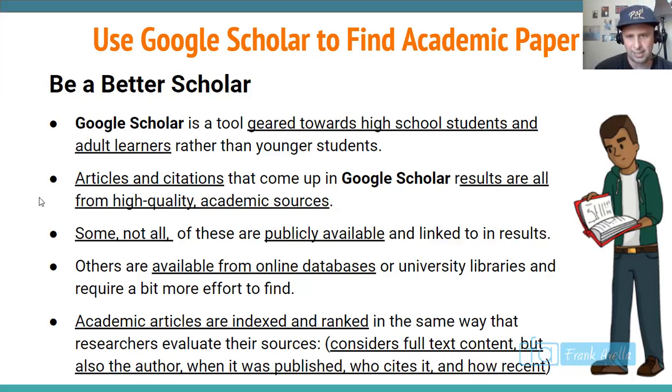Academic articles are indexed and ranked in the same way that researchers evaluate their sources. So it considers the full text content, but also the author, when it was published, who cites it. So it kind of does it all for you, right?